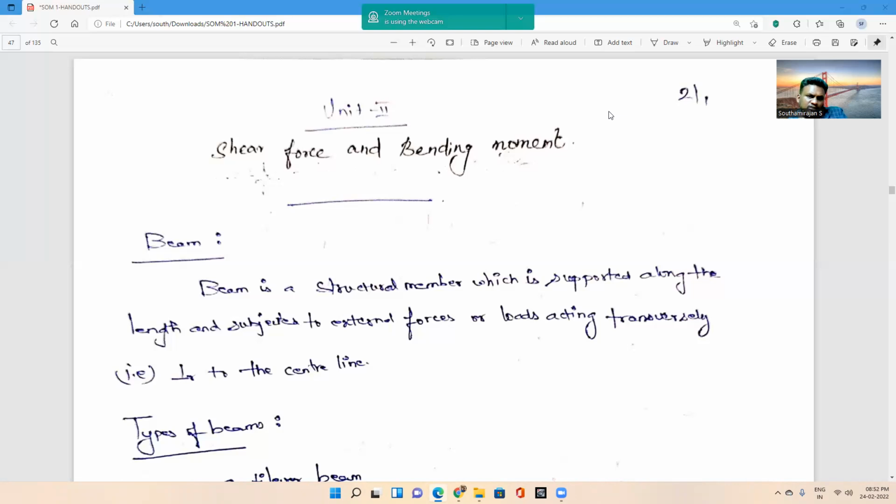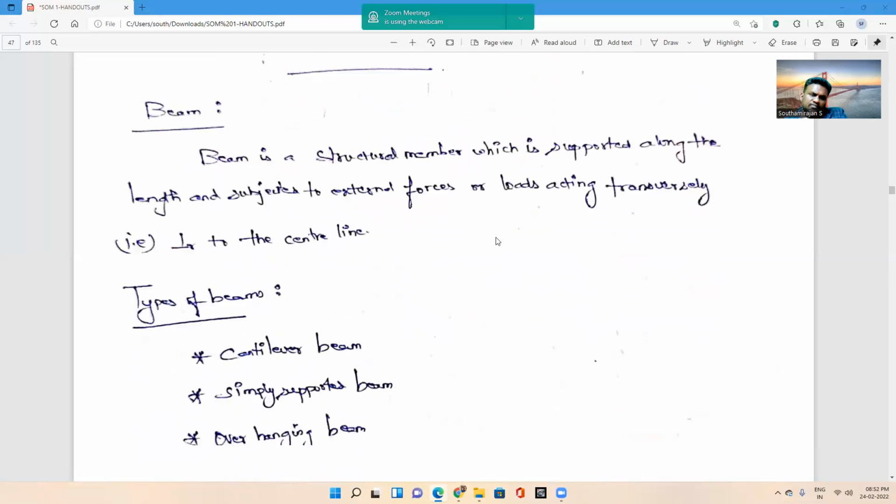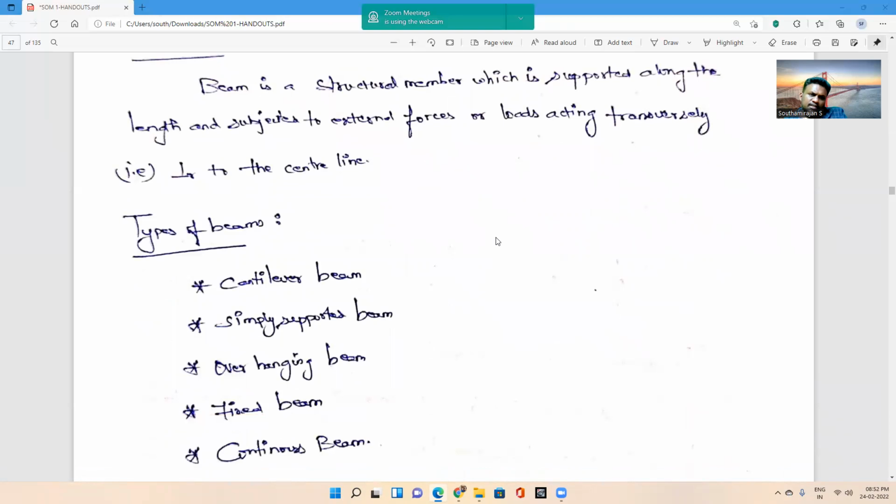By applying the load, the member tends to transform that load into shear force and tends to transform the nature of behavior into bending moment. Next we are going to see the types of beam by their support conditions.